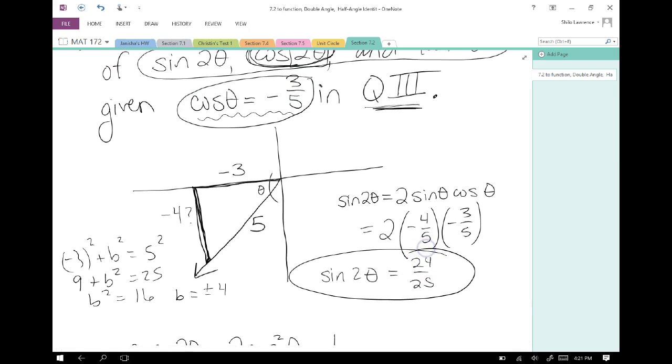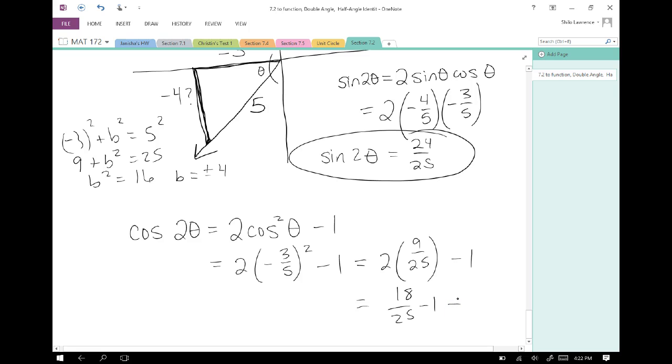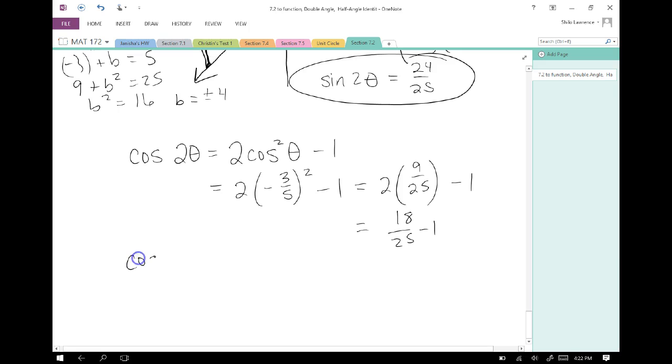They told us in the problem, cosine of theta is negative 3/5. So this is going to be 2 times negative 3/5 squared minus 1. So 2 times 9/25 minus 1. That's 18/25 minus 1, which is, I'm going to write my final answer down here. Cosine of 2 theta is negative 7/25.